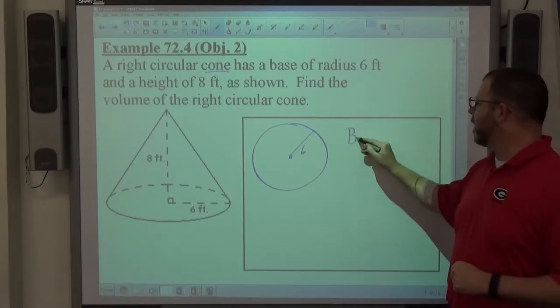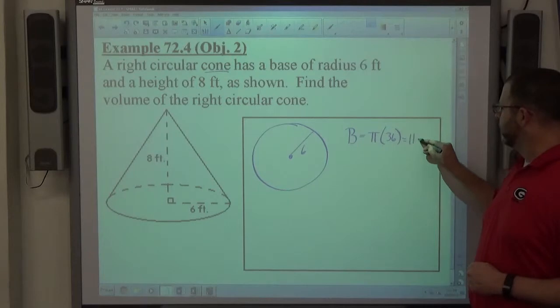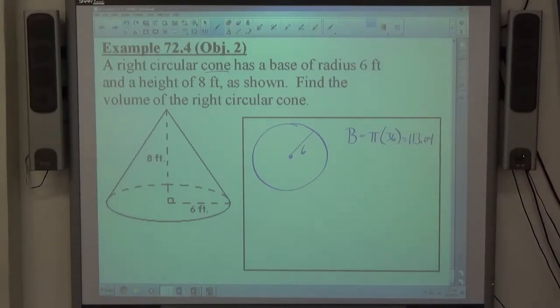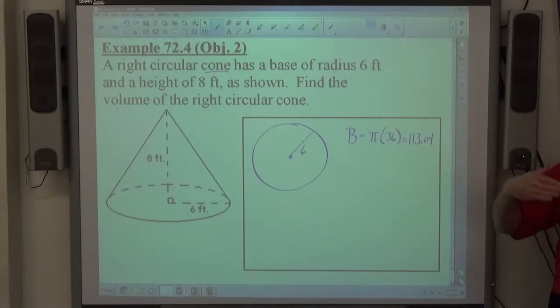So area of the base is pi times the radius squared. If you use 3.14 to approximate pi, it comes out to about 113.04. If you wanted to approximate it with a pi button, that's fine. If you want to start using the pi button, just know if you go to check in the back of the book, they use 3.14, so your answer will be a little bit larger than theirs if you use the pi button on your calculator.